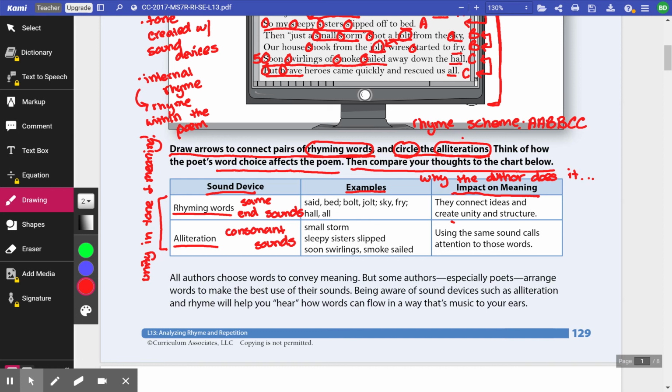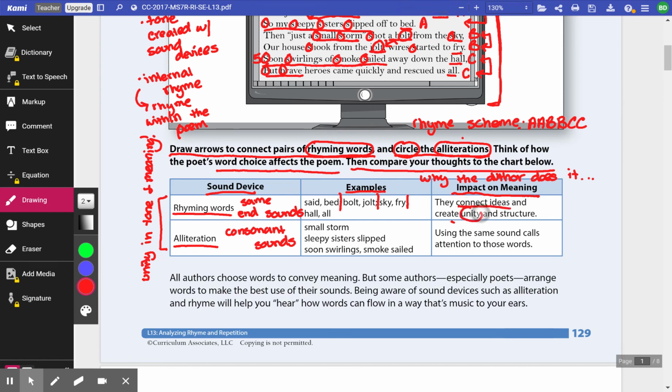We said that said and bed rhyme. We said bolt and jolt rhyme. That was our example of internal rhyme. And then we have sky and fry and hall and all. So those were our examples from the text. Now we just have to think about the impact on the meaning. We have to think, why does the author do this? Why does the author use rhyme? What is their purpose? The author is going to use rhyme to connect ideas and create unity and structure.